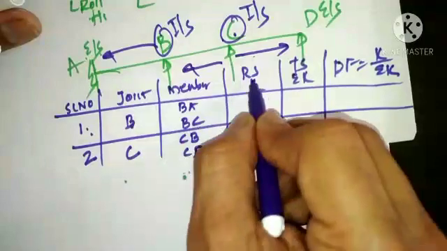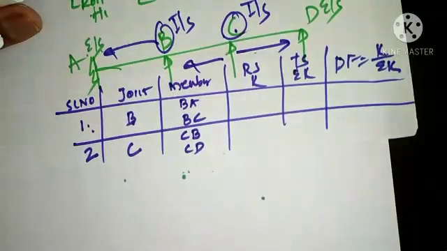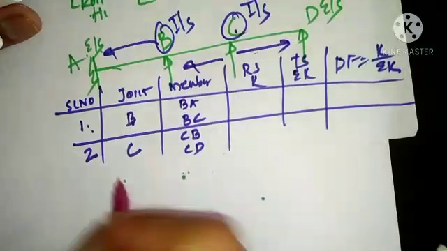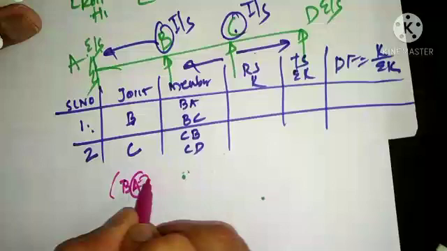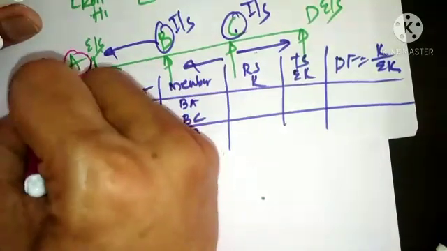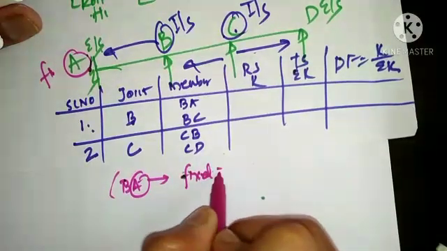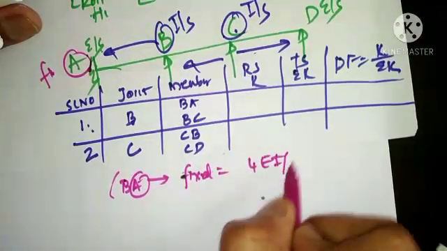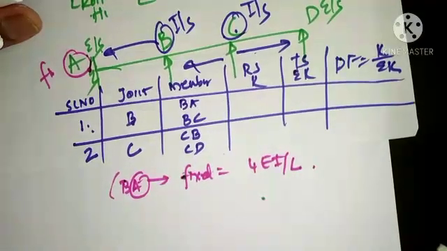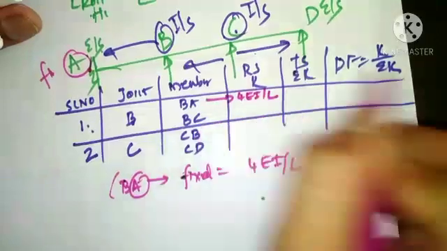Now when I write down the relative stiffness here, the most important thing is to check what type of support A is. When I write BA, A is an end support, and the type of end support at A is fixed. A is fixed, so the formula will be 4EI by L. So for BA you write 4EI divided by L.